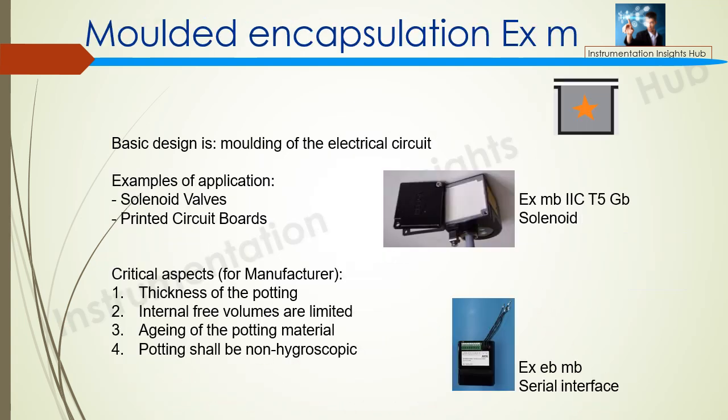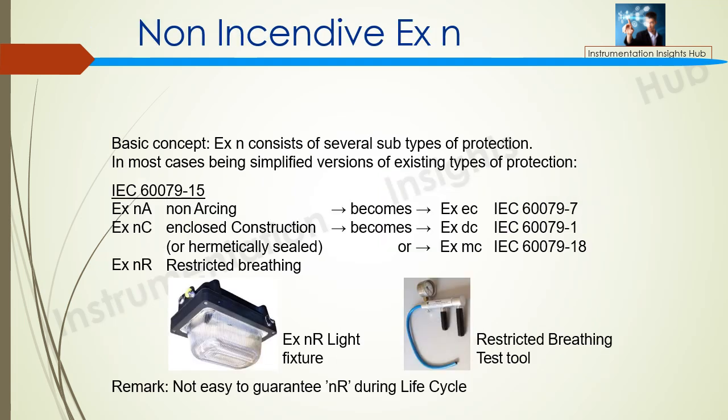Ex m, moulded encapsulation, basic design: molding of the electrical circuit, solenoid valves, printed circuit board, PCB. These are the molded encapsulation. Non-sparking Ex n consists of several subtypes of protection. In most cases it is a simplified version of the other Ex types: nA, nC, and nR restricted breathing, enclosed construction, which becomes Ex ec, Ex ic as per IEC 60079-7 and -18, right? So remarks: not easy to guarantee nR during the life cycle. This is important.